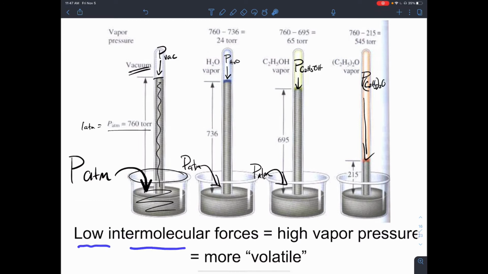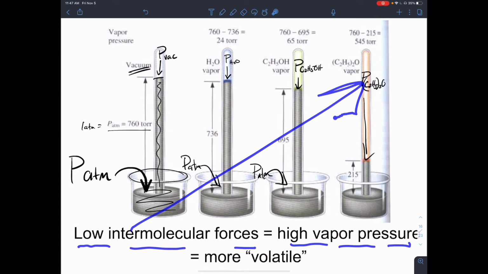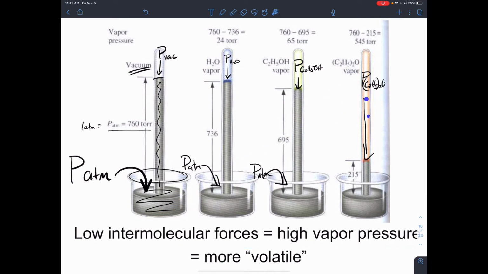Lower intermolecular forces give substances a higher vapor pressure. Ether has a high vapor pressure, which means it has low intermolecular forces. And what are those again? Those are the forces that hold the particles of ether together. So ether readily evaporates. The particles of ether are not being held together strongly. They readily separate into a gas, and so that gas exerts a very high pressure. So low intermolecular forces is associated with high vapor pressure. We would say that those substances are more volatile.